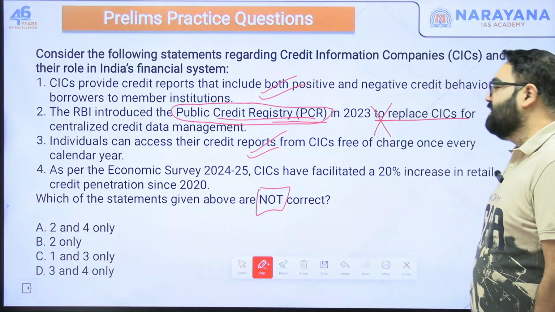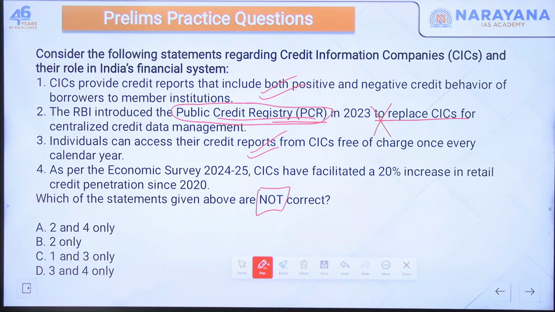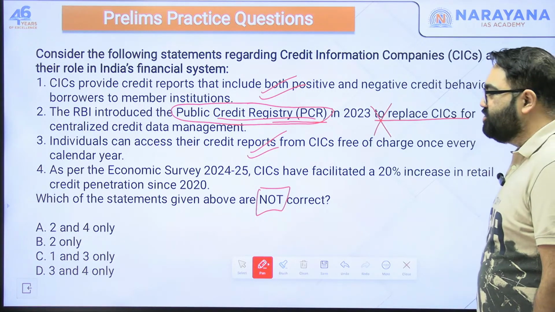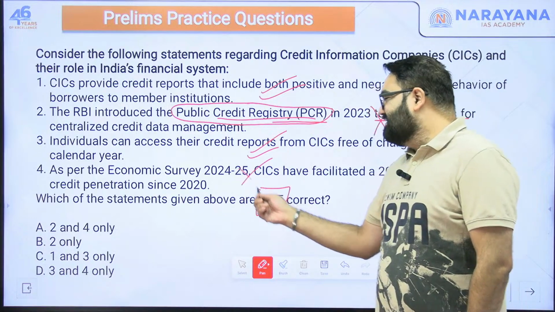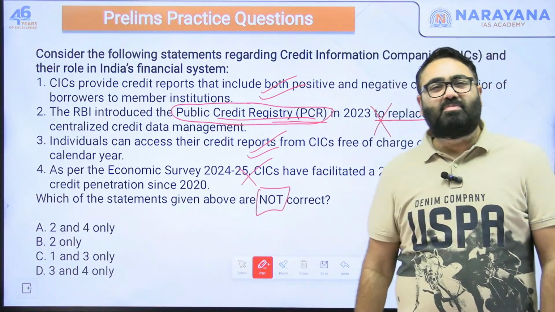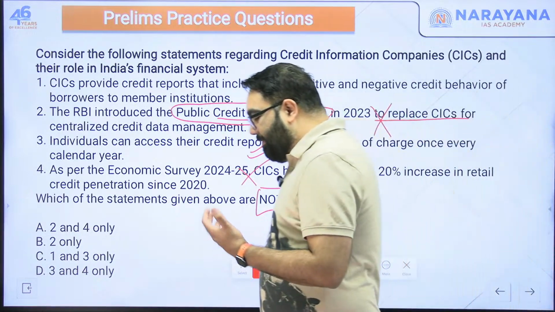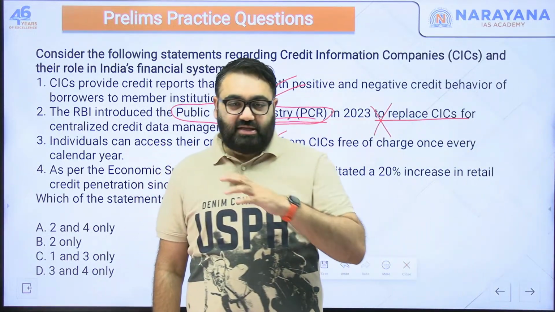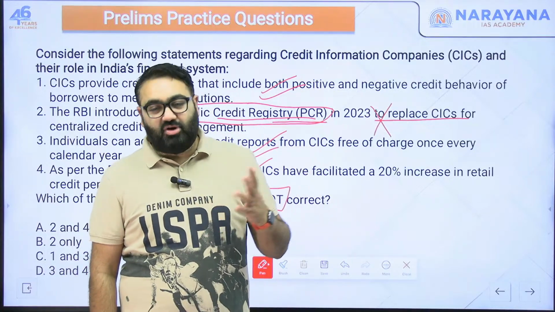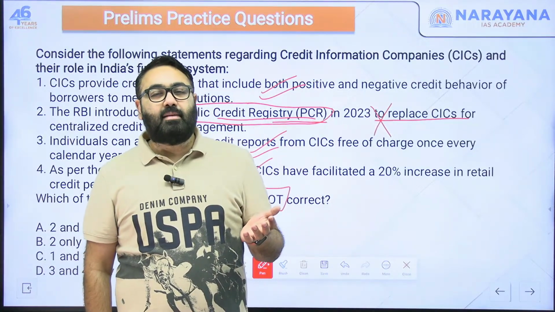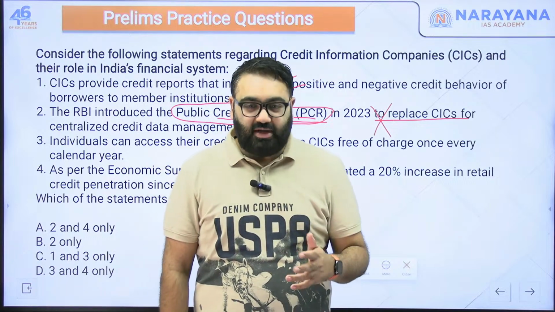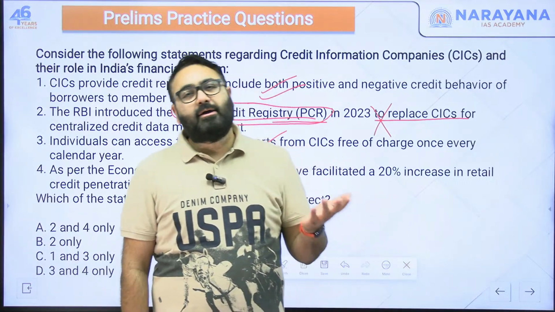As per Economic Survey 2024-25, CICs have facilitated a 20% increase in retail credit penetration since 2020. No. See, such kind of data is almost impossible to get. The Economic Survey, etc., may say that yes, these companies have been able to make credit more accessible. These companies have been able to have better credit penetration, meaning loans are given out in more number.